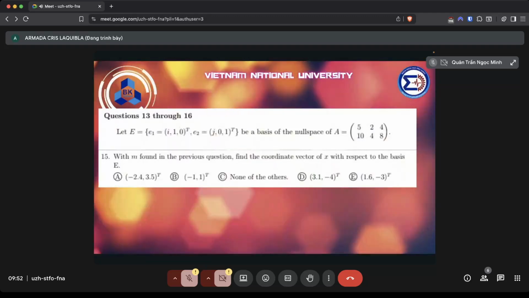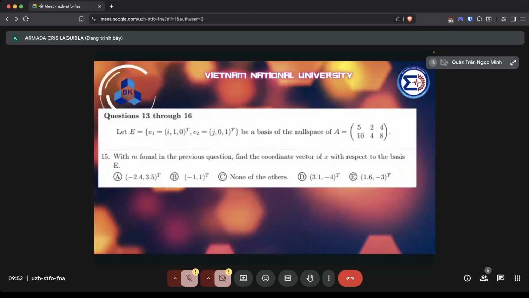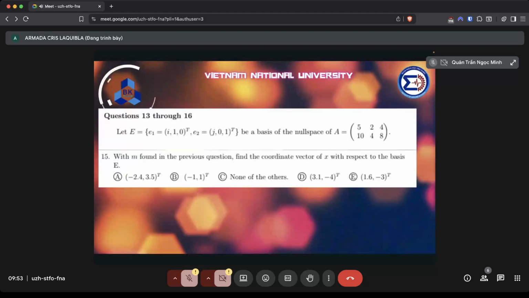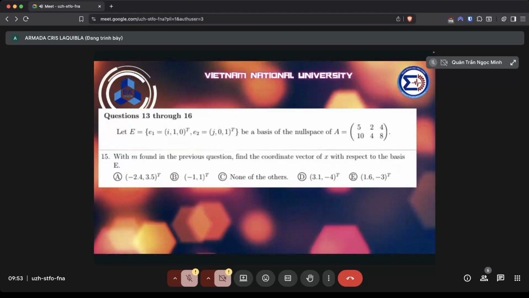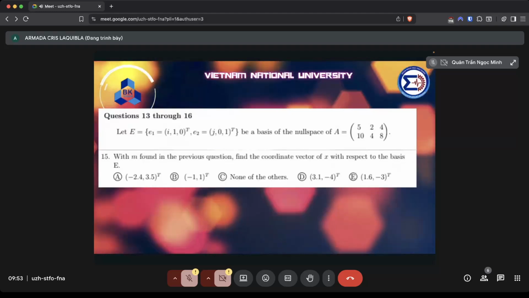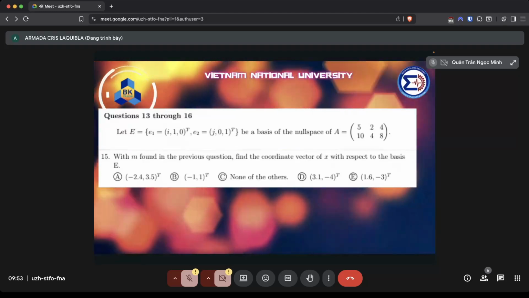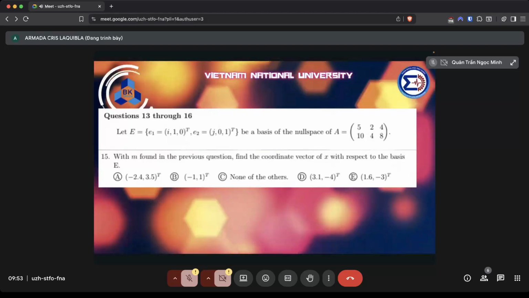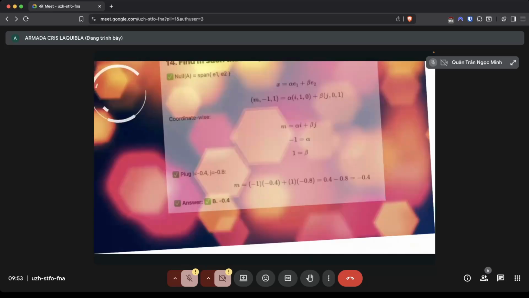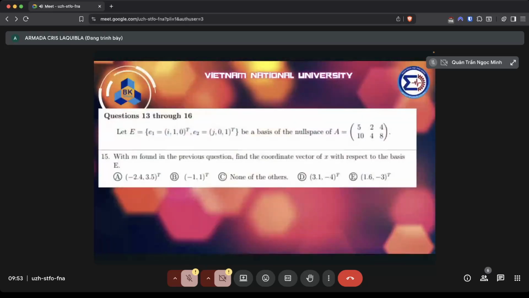Find the coordinate vector of x. You know this already because we discussed the coordinate vector of x with respect to the basis E. We write x inside the bracket and then E in the lower part. So how to do that? Your x is here already in 14, so you have to use that x.